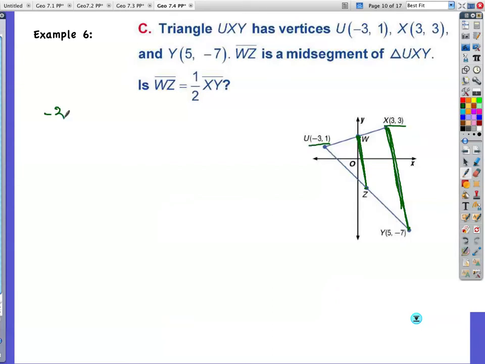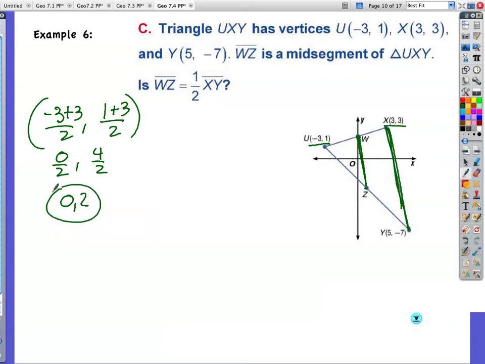So I have negative 3 plus 3 over 2. That'll be my x values. My y values are 1 and 3. Add them together, divide by 2. Now I have 0 over 2 and I have 4 over 2. Simplify again. I got 0, 2. That is that particular point.